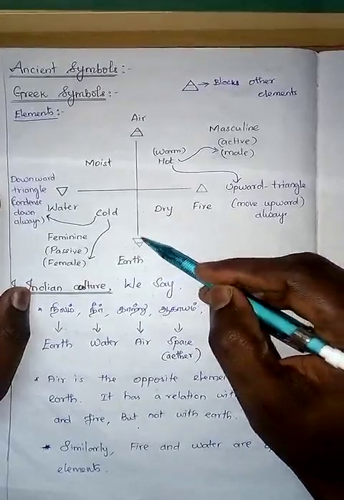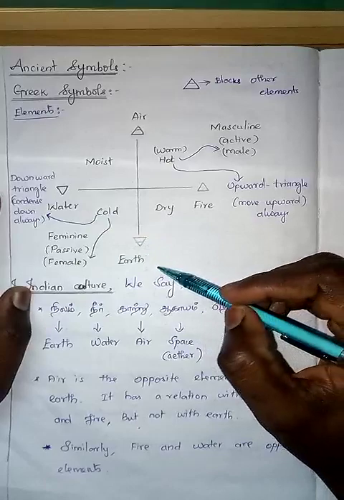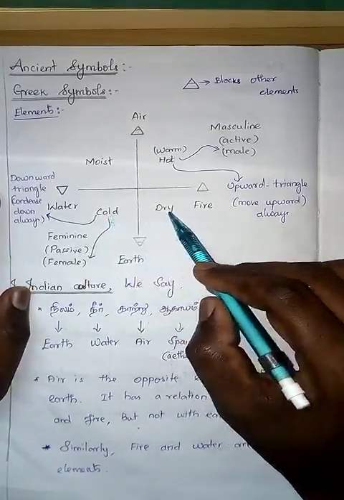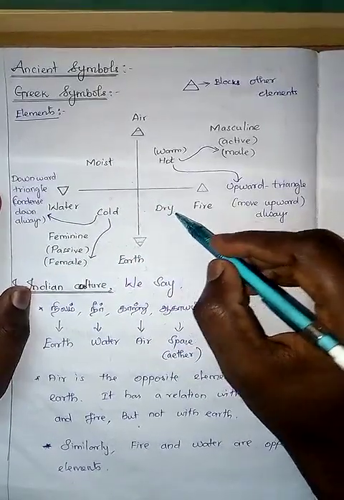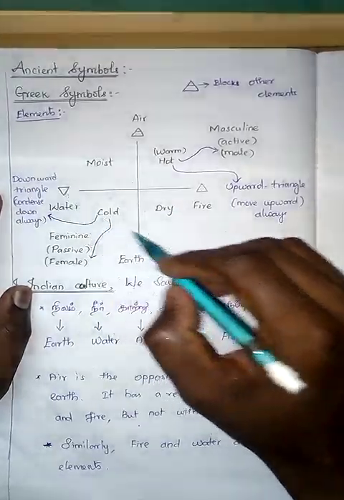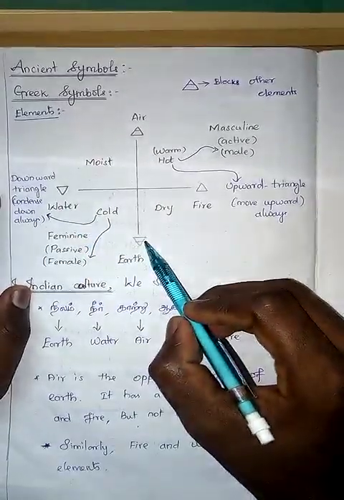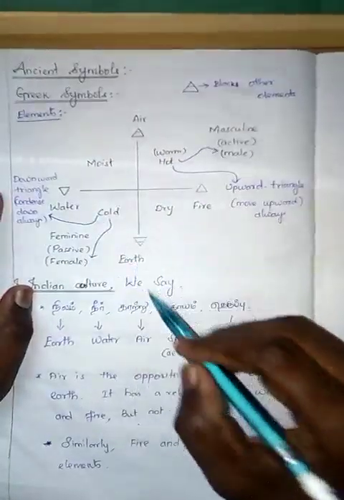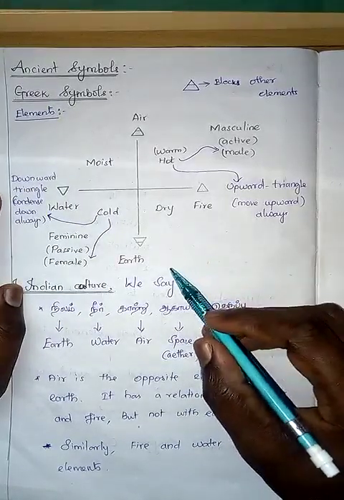We come to the next one, earth. For earth we give a downward triangle symbol because it's always cold and dry. Whenever dryness comes to earth, it blocks water. That's why the earth symbol comes from water, whereas the air symbol comes from fire. Very similar concepts are used here. Got it?